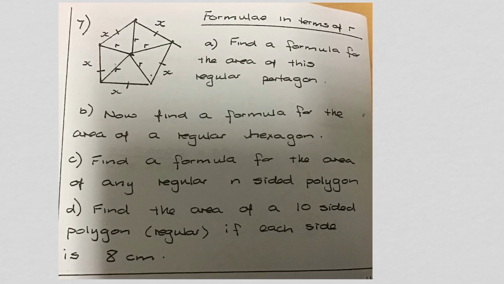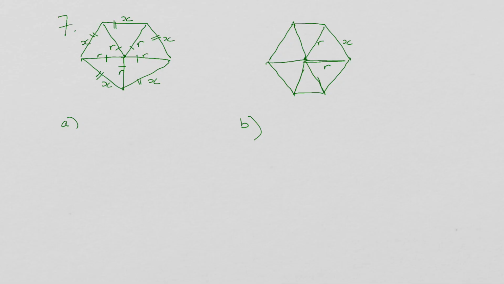Okay, so this is question 7. They've given you a formula for the area of a regular pentagon, and they want you to find the formula for the area of a regular pentagon. Should be quite obvious. You're going to use the little triangles, and there are 5 of the little triangles. So the area of each triangle is going to be half r times r, and then sine of whatever angle is over here. And that's going to be very easy.